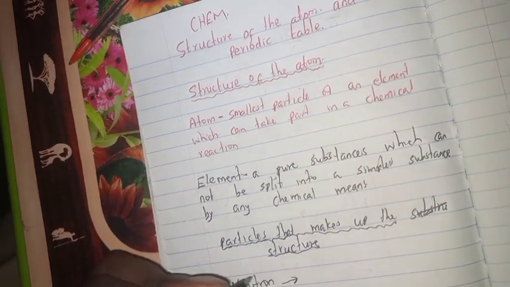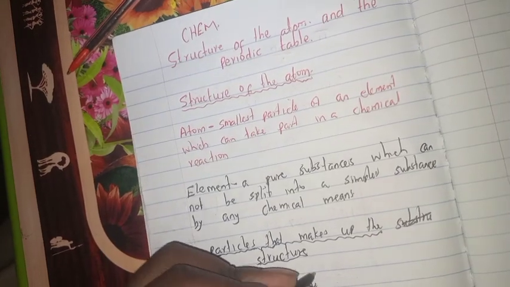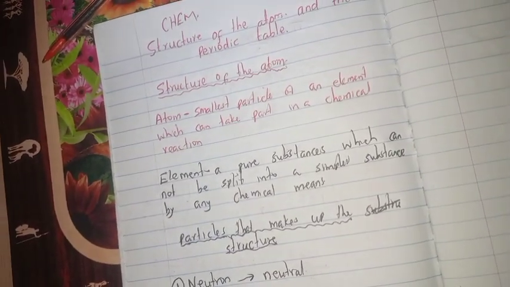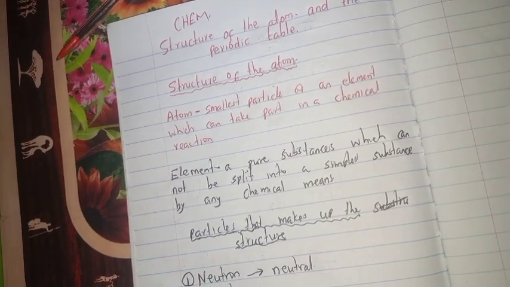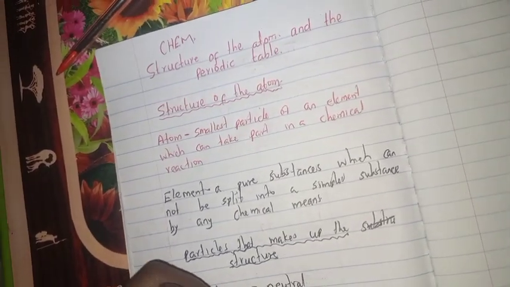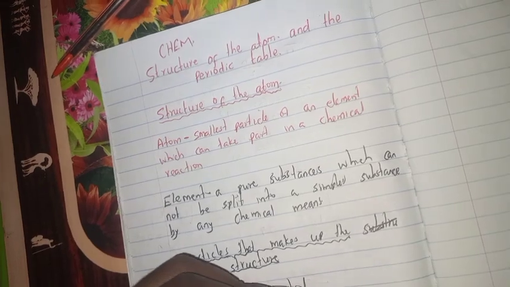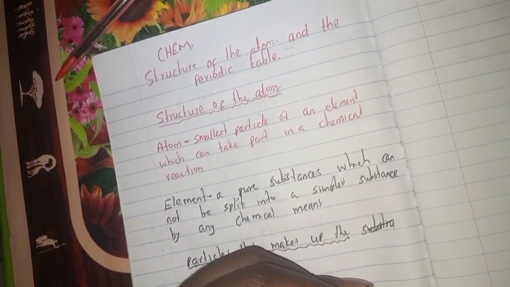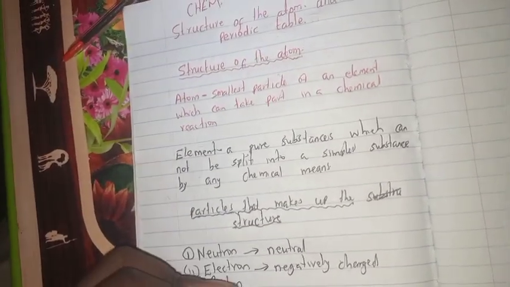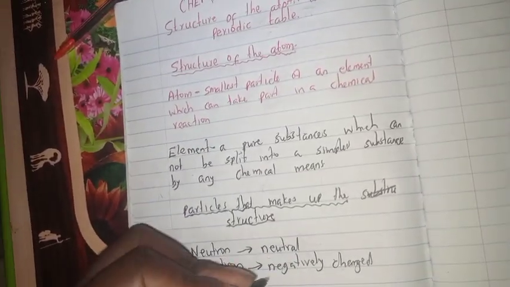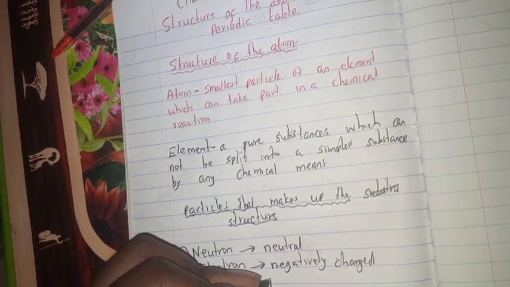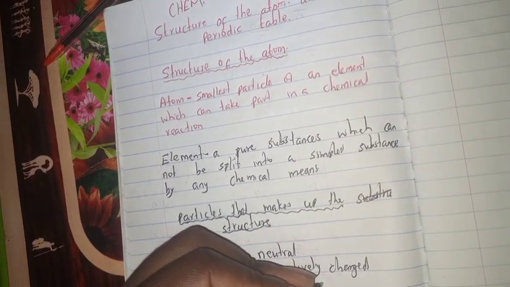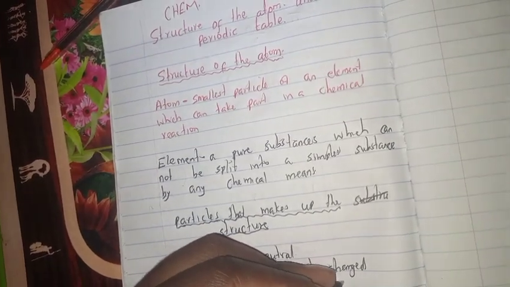Now, for the neutron, as the name suggests, it is said to be neutral in nature. In other words, it is neither positive nor negative. That means it is a neutral one. And the electrons are said to be negatively charged. And the proton is the opposite of the electrons, which is positively charged.